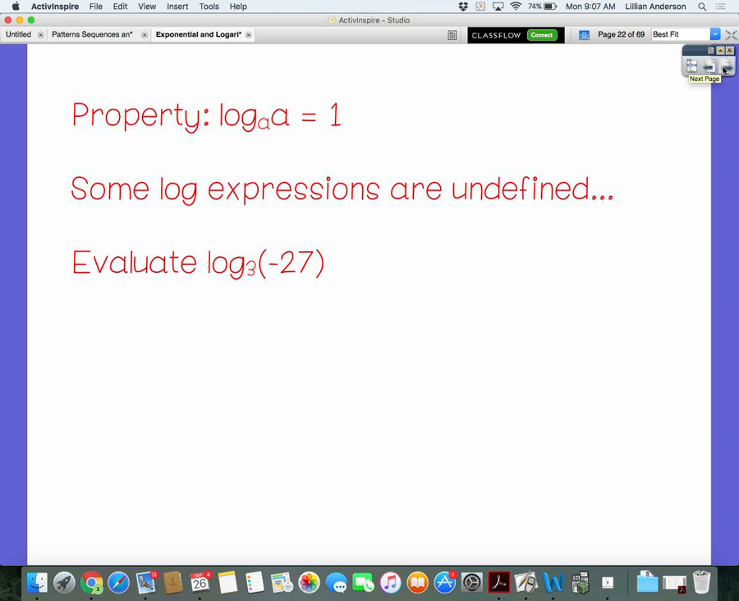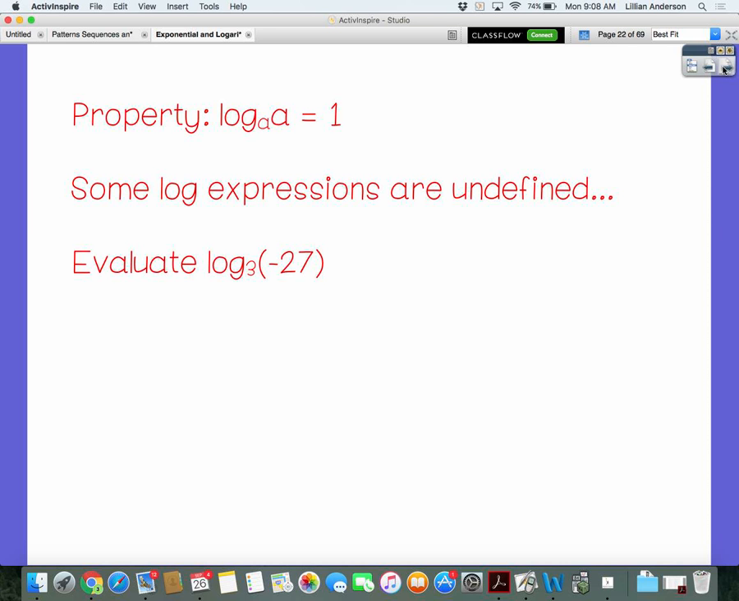That is another property, okay? When you have a base and it equals the same thing, then it's automatically 1. So log base a of a is 1.